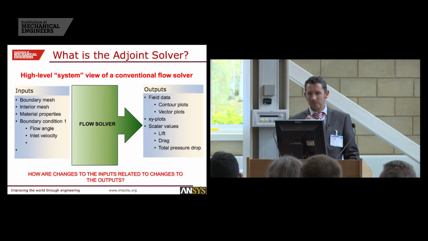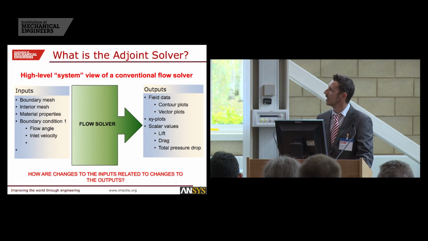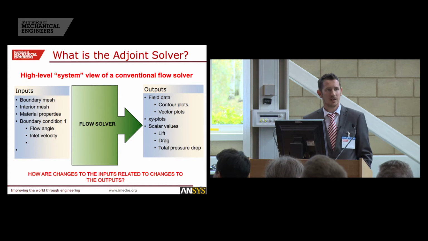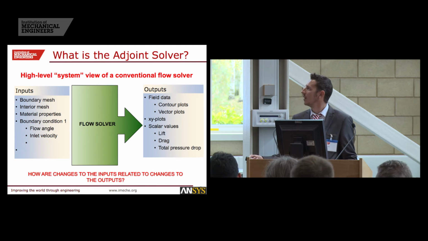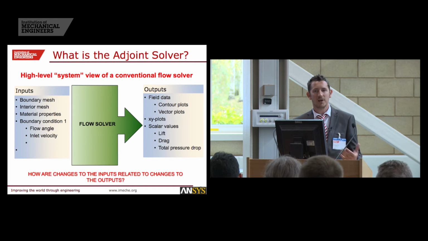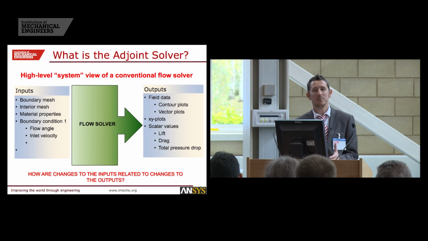So I'll go through some of the basics of an adjoint solver, for those of you who may be familiar, and some of you not so familiar. But typically, as far as a CFD process, here in the middle, this is our flow solver. On the left-hand side, we have all of our inputs into our particular solver. We'd have the boundary mesh, i.e. the surface mesh. We'd have the interior mesh or volume mesh. We'd have all the things like material properties, boundary conditions, things like this. They would all be used collectively to make up the input into the problem.